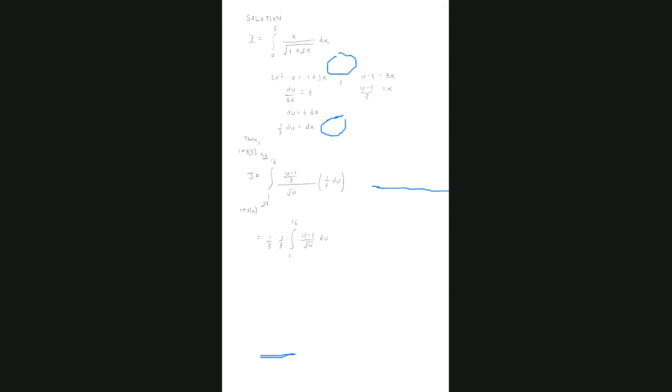So this integral, I'm going to rewrite. I want to find the antiderivative, so I've got to simplify things. Well, I notice I have a third here, and I have a 3 here in that top fraction, so I can factor a third and a third out, and that's going to leave me with this integral: 1/3 times 1/3 times the integral from 1 to 16 of u minus 1 over the square root of u du.